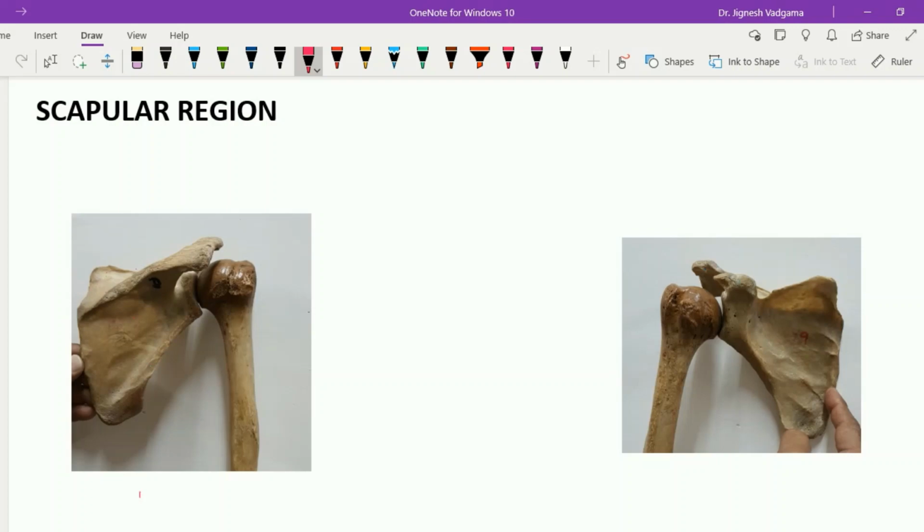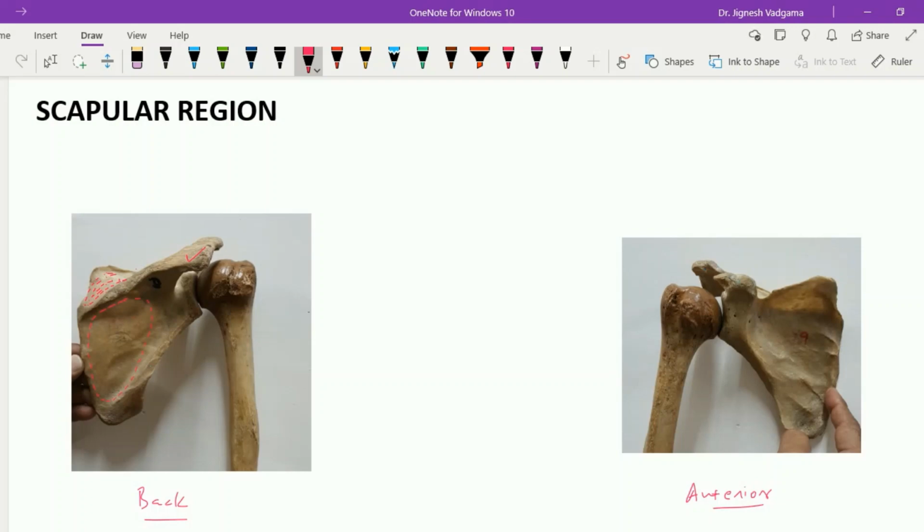This is the back of the scapula along with the humerus, and this one is the anterior aspect of the scapula along with the humerus. Here in this figure, we can see that this structure is the spine of the scapula, and the spine of the scapula will divide the dorsal aspect of the scapula into one fossa above, called the supraspinous fossa, and one fossa below, called the infraspinous fossa.